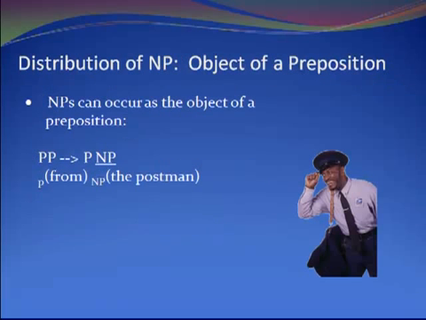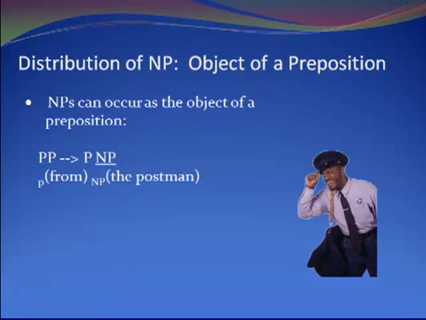Now, a further place where we find noun phrases is as object of a preposition. That means you've got a prepositional phrase where you have a preposition, which is the head, and it's followed by, it's next to it, a noun phrase. So inside the prepositional phrase there's a preposition and a noun phrase, and that noun phrase is the object of the preposition. So, for example, here you've got "from the postman": from being the preposition, and the postman is the object of the preposition.